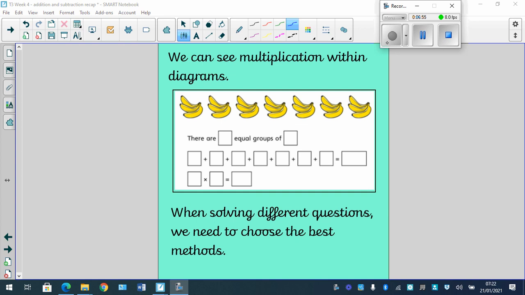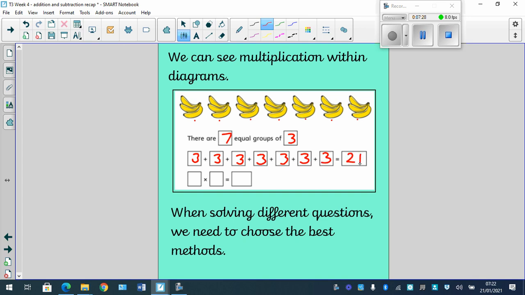So if I want to fill this in, I'm going to be looking at my bananas and I'm going to be thinking I've got 1, 2, 3, 4, 5, 6, 7. So I've got 7 equal groups of 3 bananas. If I wanted to think of the multiplication sentence or the repeated addition for this, I've got 7 boxes, so I'm going to put 3 in each one. 3, add 3, add 3, add 3, add 3, add 3, add 3 equals 21.